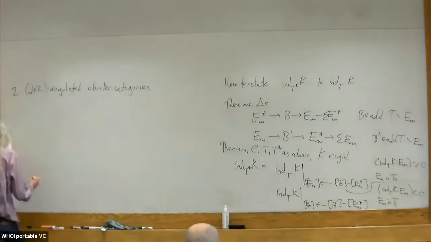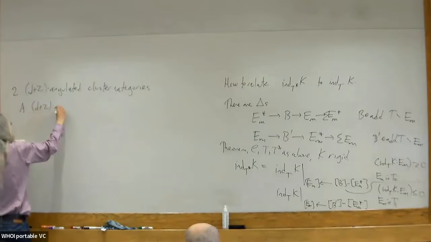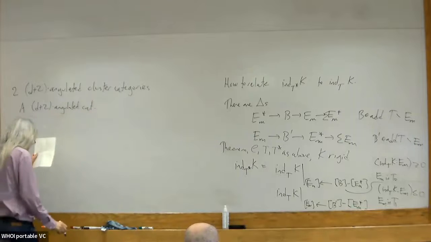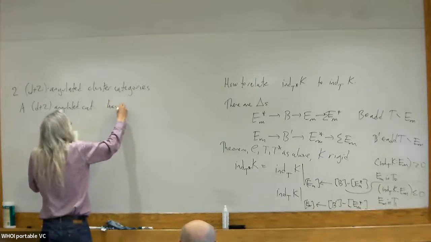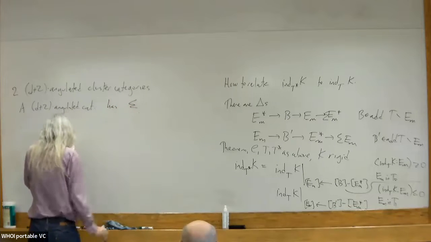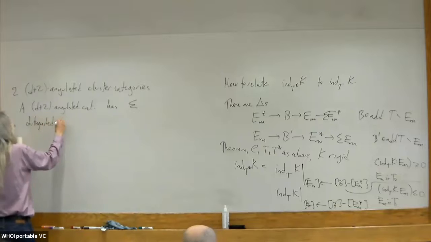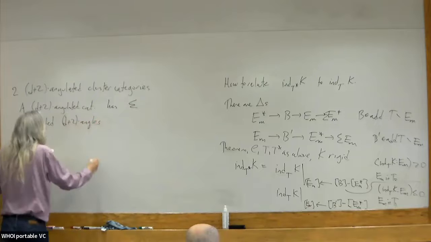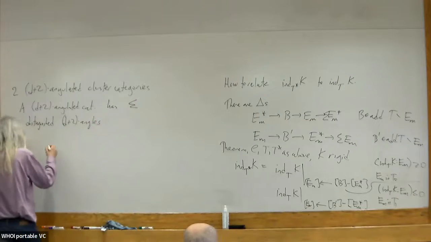So, what is a D plus 2 angulated category? A D plus 2 angulated category is a category with D plus 2 angles, surprisingly. So, it has a suspension functor and distinguished D plus 2 angles. So if D is 1, then these are really distinguished triangles, and we're in the classical case. But for us, D is going to be greater than 1.